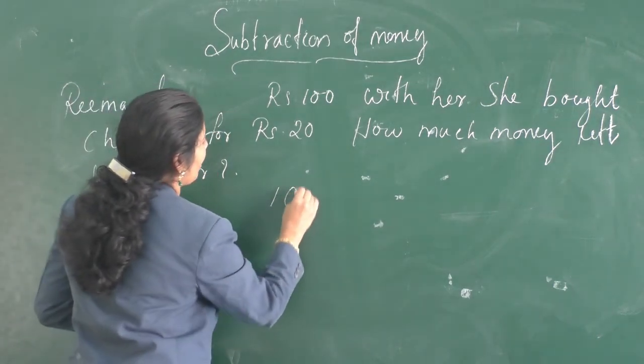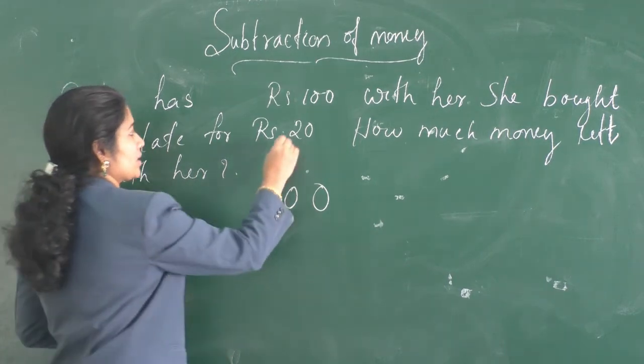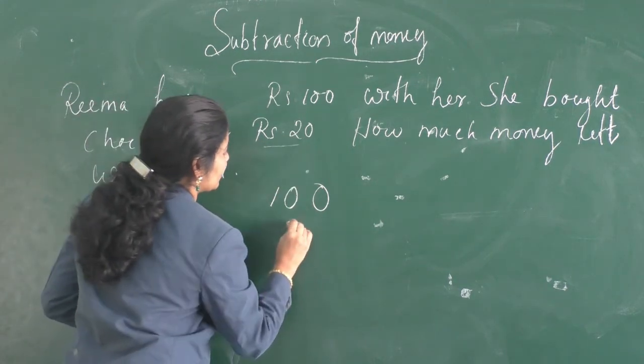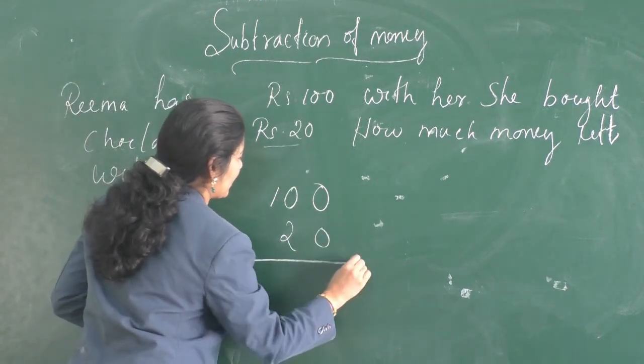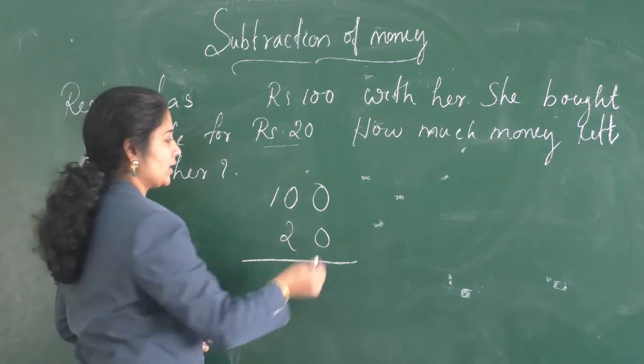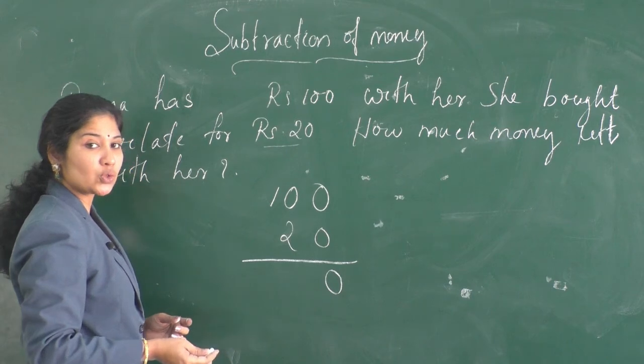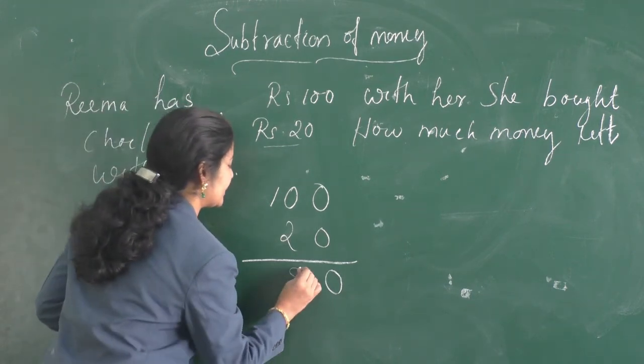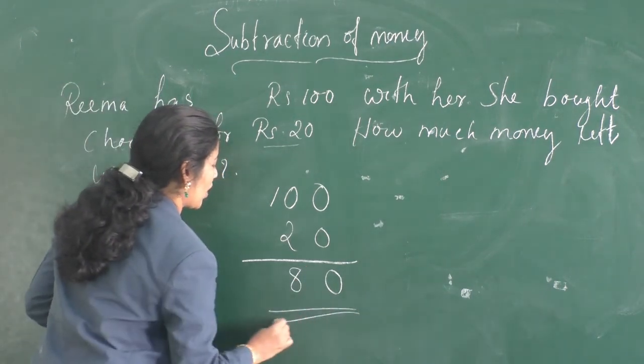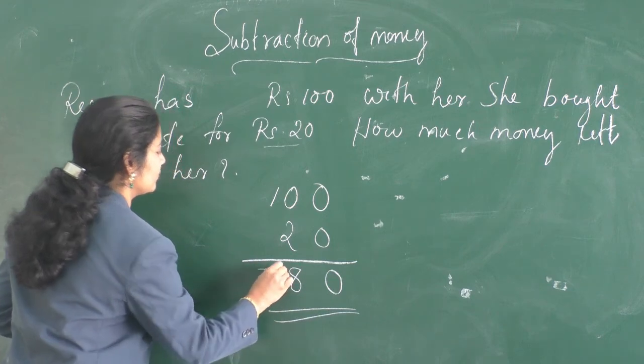Total money we have is 100 rupees. The cost of chocolate is 20 rupees. Now we can do subtraction. 0 minus 0, 0. What is 10 minus 2? Yes, 8. So 80. So how much money is left with her? 80 rupees.